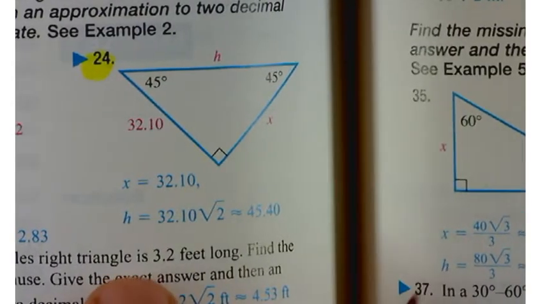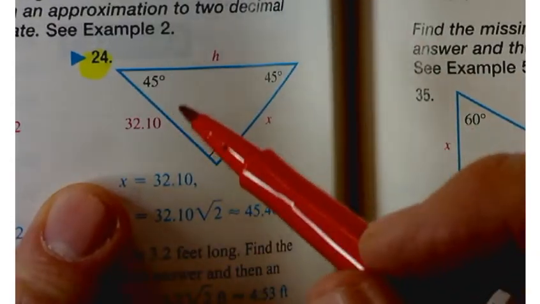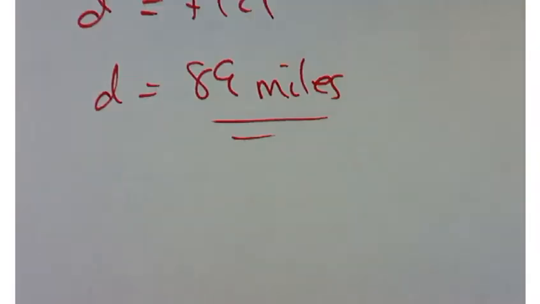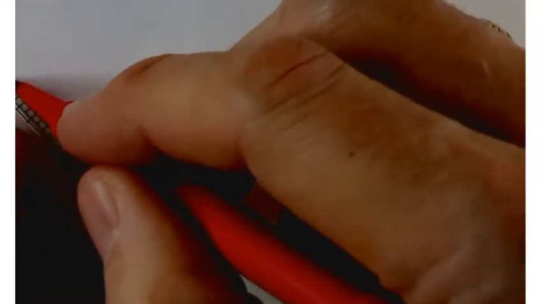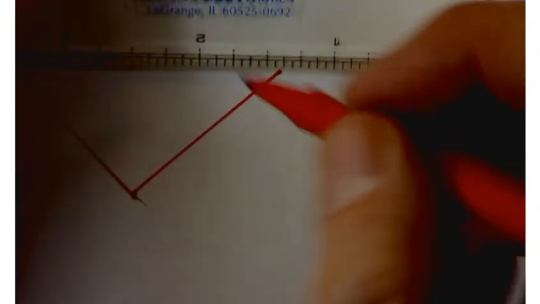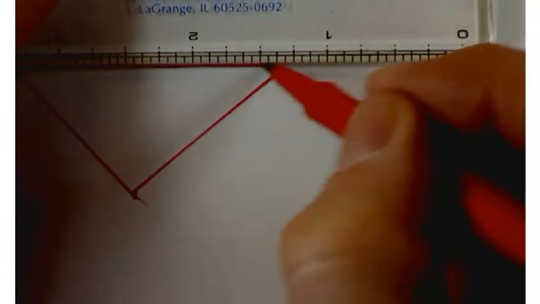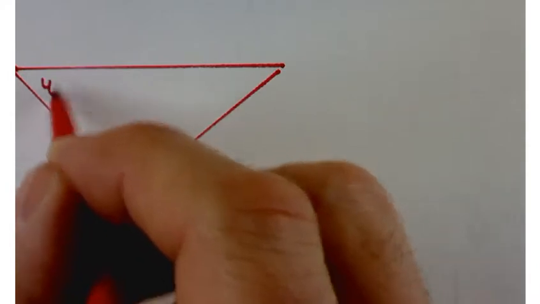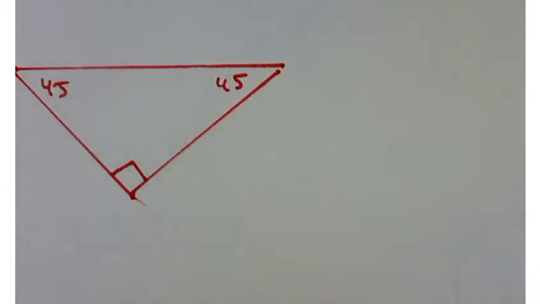So they give us a triangle that's kind of a special triangle. It's called a 45-45-90 triangle. So let me draw that triangle for us, and we'll work through the problem. So this is our 90-degree angle, 45 and 45.